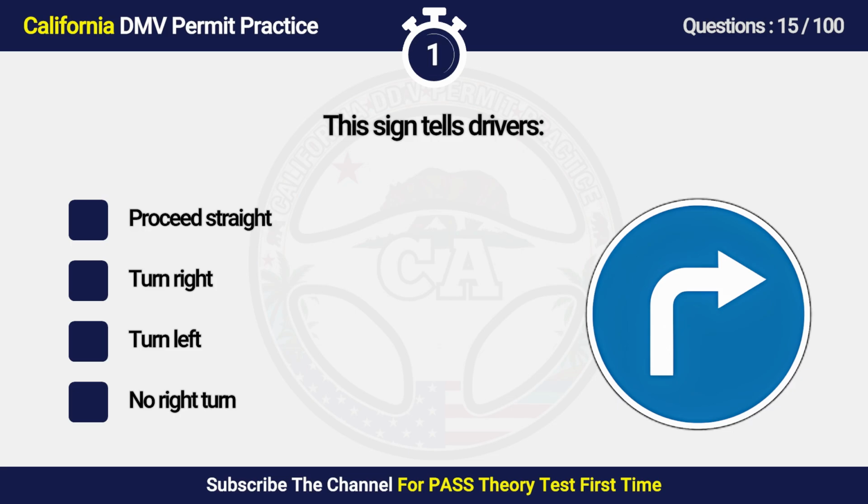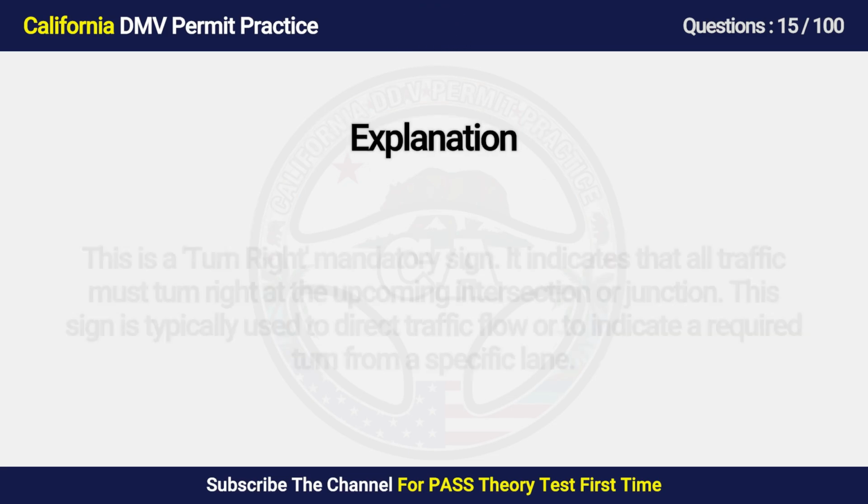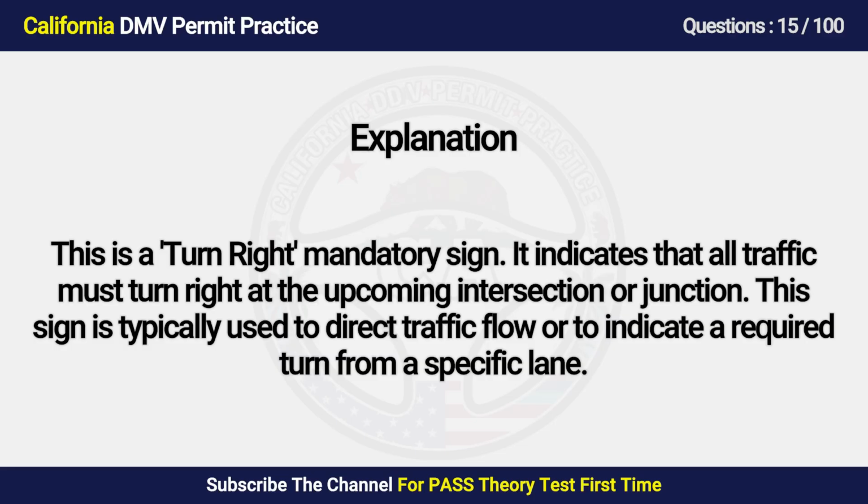Answer is B. Turn right. This is a turn right mandatory sign. It indicates that all traffic must turn right at the upcoming intersection or junction. This sign is typically used to direct traffic flow or to indicate a required turn from a specific lane.